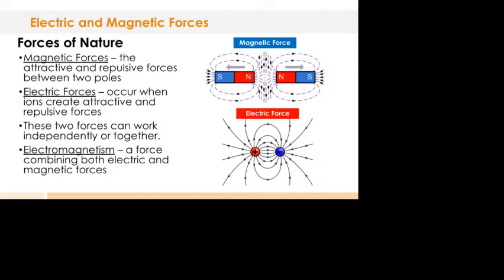Electrical forces occur between charged ions, and these are attractive and repulsive forces between charged ions. We will often see these forces working independently of each other, but we also see them working together. And when you combine electric and magnetic forces, you get the force of electromagnetism.